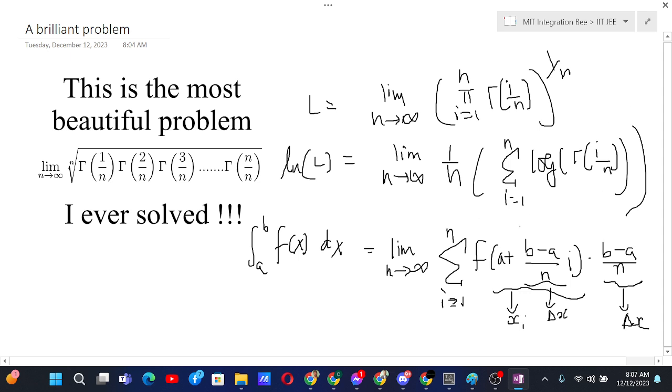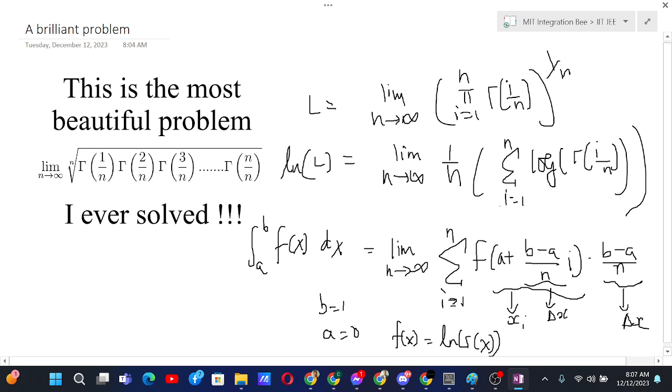Now, if we know the Riemann sum, we can just compare with the original sum to find the values for a and b. So basically, we have delta x as b minus a by n, and we have 1 by n over here. For that, b should be equal to 1 and a should be equal to 0. And if we let this, our xi will be 0 plus 1 minus 0 by n times i. So that will be i by n, and that's what we have over here as well, f of i by n. Now, our f of x should be ln of gamma x, and that works.